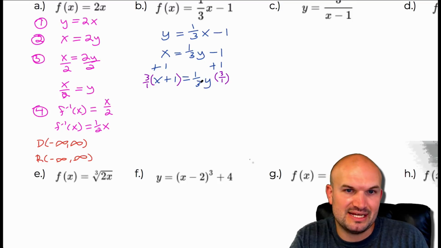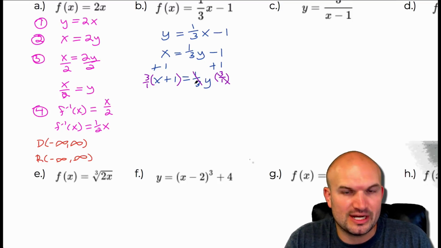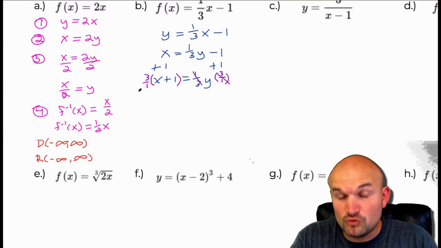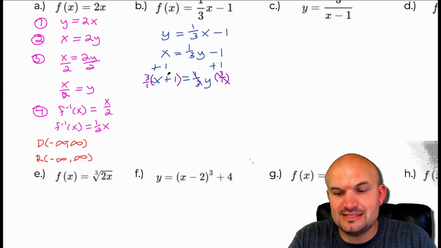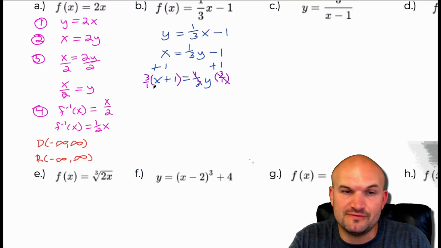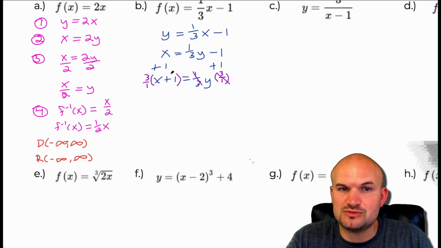Here's a big mistake. So again, these multiply to 1, so I'm just going to draw lines through them. It's not like they're canceling out. They multiply to 1, and 1 times y is just y. But the really important step here is that 3 times 1, or 3/1, is multiplying by the x and the 1. So you've got to put parentheses in there, because if you don't, then it's just 3 times x, which is incorrect. It's 3 times x plus 1.